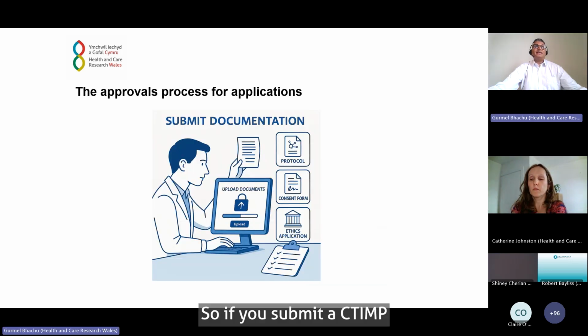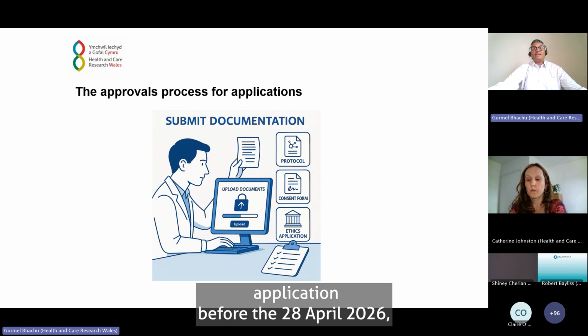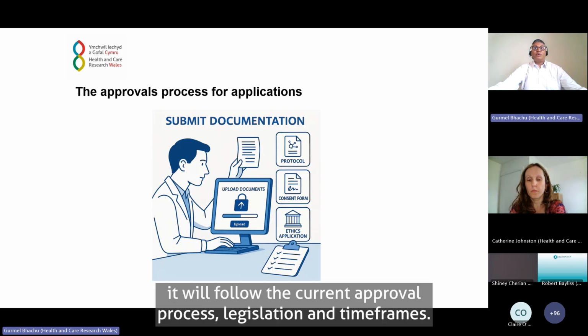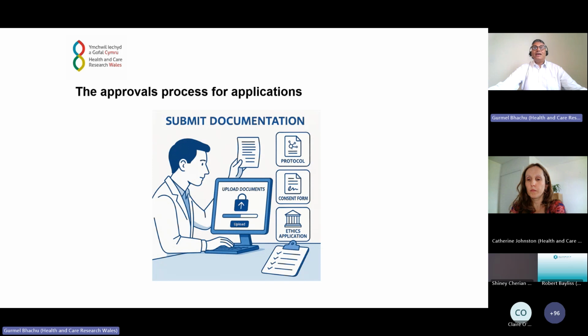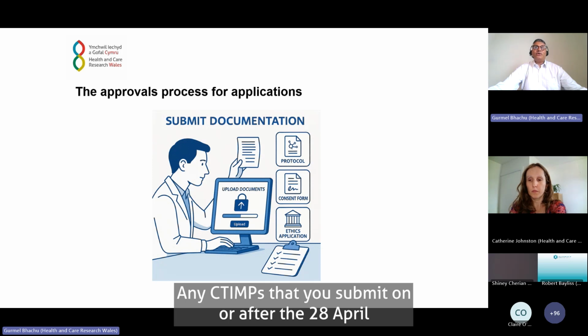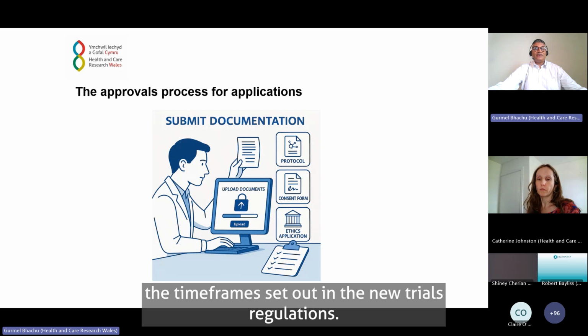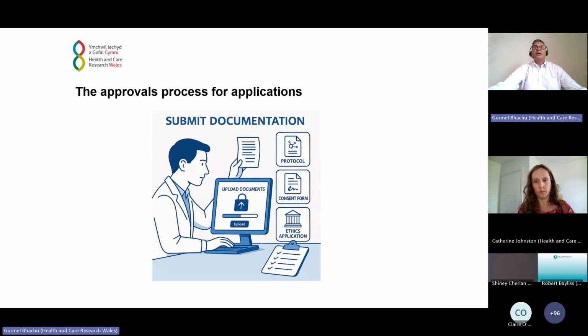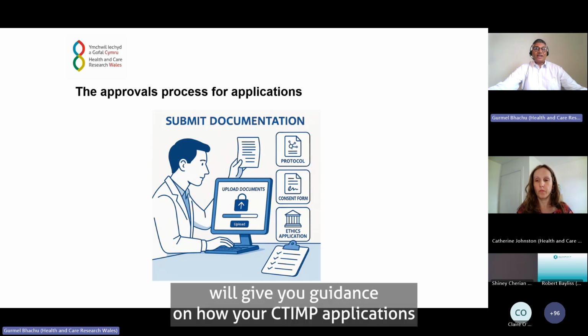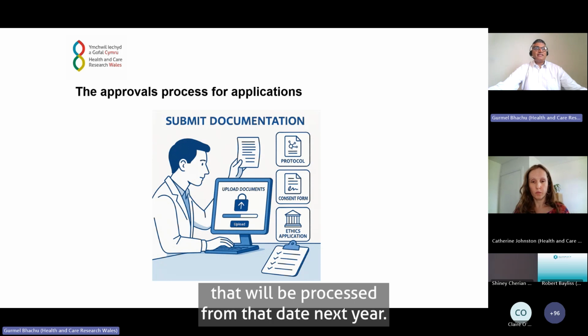So if you submit a CTIMP application before the 28th April 2026, it will follow the current approval process, legislation and timeframes. Any CTIMPs that you submit on or after the 28th April 2026 will follow the approval process and timeframes set out in the new trials regulations. The following sections will give you guidance on how your CTIMP applications will be processed from that date next year.